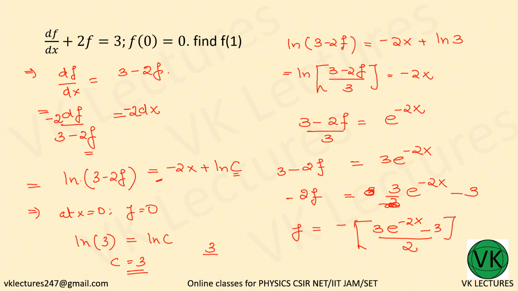3 you can take it out, 3 by 2 into this minus, when it goes inside this becomes plus and this becomes minus, so 1 minus e to the power minus 2x. 3 by 2, 1 minus e to the power minus 2x. Now the question is find f of 1. Now put x equal to 1. So 3 by 2 into 1 minus e to the power minus 2. So this is equal to f of 1.